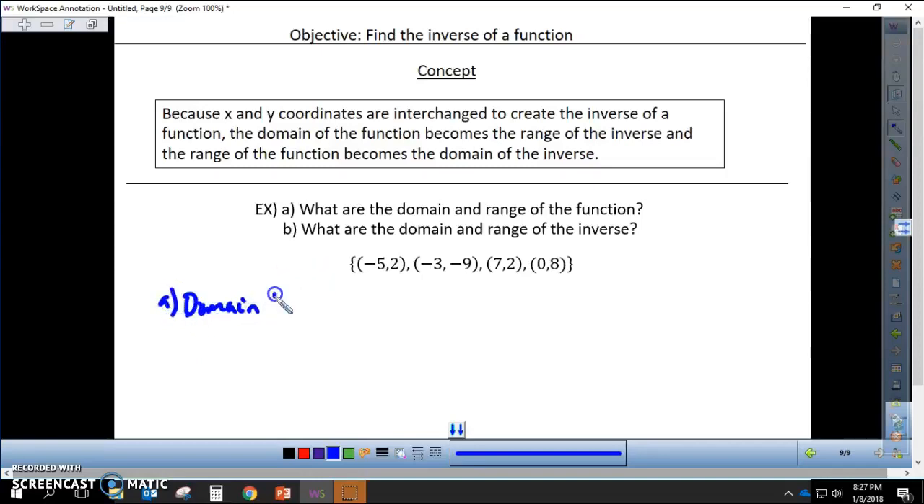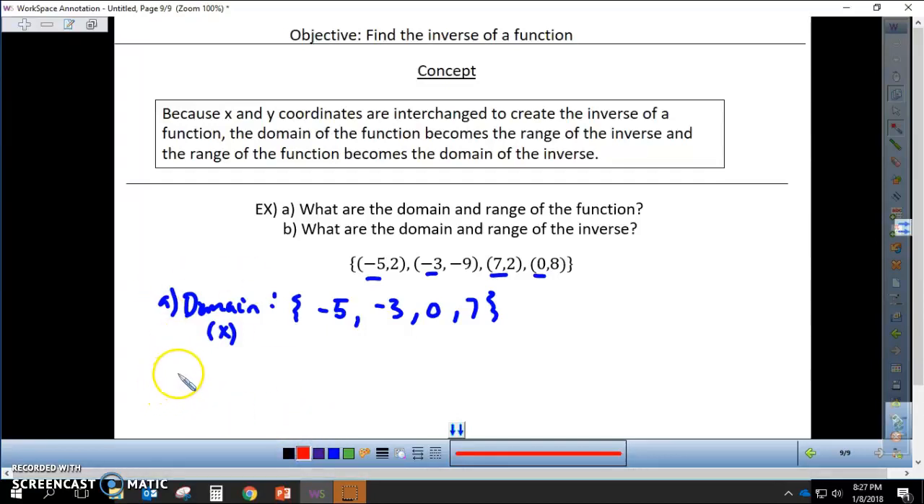We can say, okay, well, I know domain, this is all of our x values, right? So if I'm going to make a list here, I'm going to say, okay, I have -5, -3, 7, and 0. And mathematicians, we write our lists, right, in order, right? So -5, -3, 0, and 7. And if we have any repeating values, we just leave those out.